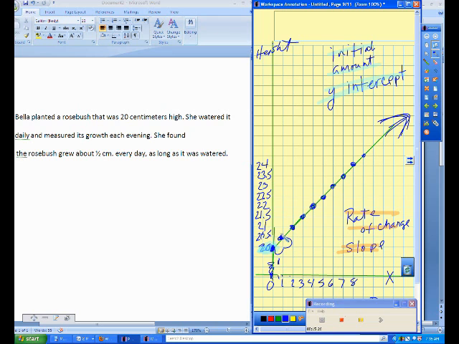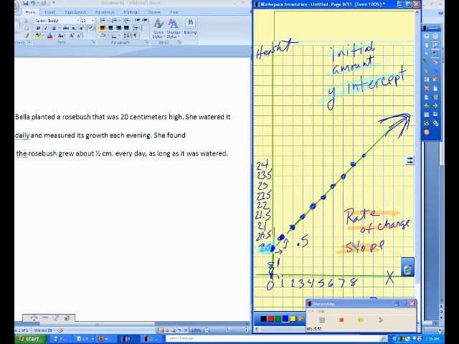Now be careful, because my scale, I didn't hop up 1 unit. I actually hopped up 1/2 because my scale over here is going up by 1/2 every time, 20 to 20.5, 21 to 21.5, etc. So I actually hopped over to the right 1, and then I hopped up 1/2. So to get from this point to this point, I hopped over to the right 1 and up 0.5.